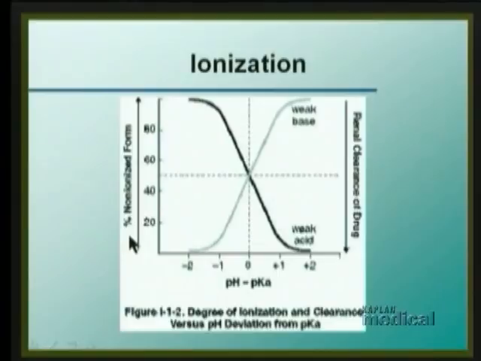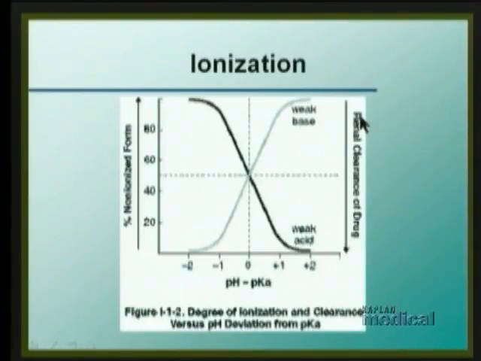Look now at the left y-axis of that diagram. The left y-axis shows the percent non-ionized. Percent non-ionized refers to the percent of the drug that would have no pluses, no minuses. You know, for instance, for a weak acid, it would be COOH, or for a weak base, it would be NH2. As you go up on this axis, you increase the fraction of the drug that would be non-ionized.